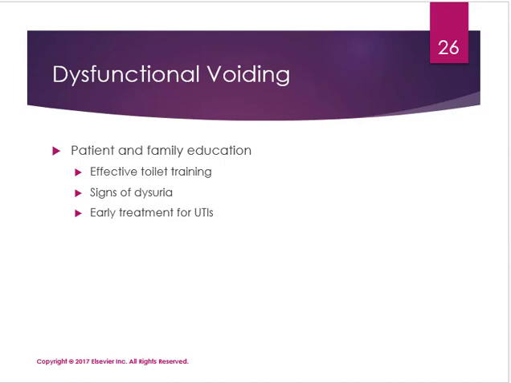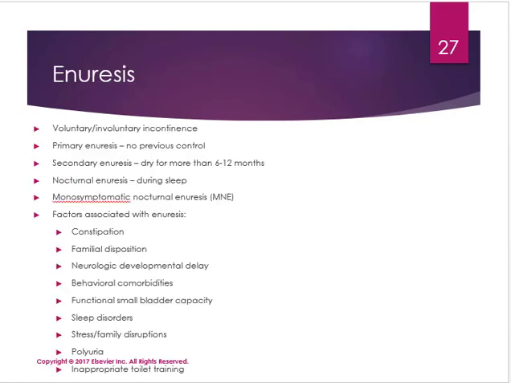All right, let's talk next about enuresis, which is voluntary or involuntary incontinence of urine. There are two different types of enuresis: primary, where there's been no previous control of the bladder, and secondary enuresis, where they've been dry for more than 6 to 12 months, and then incontinence begins. There's also nocturnal enuresis, which is when there's incontinence during sleep. If a child has normal daytime elimination without any issues, and then at nighttime wetting begins, this is called monosymptomatic nocturnal enuresis, or MNE.